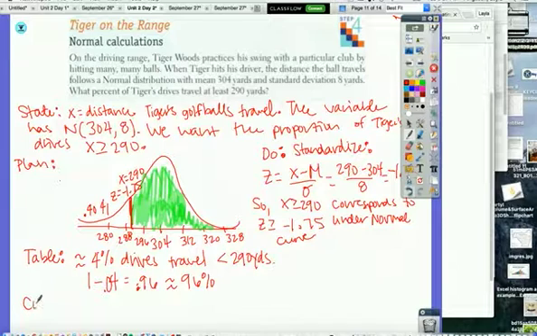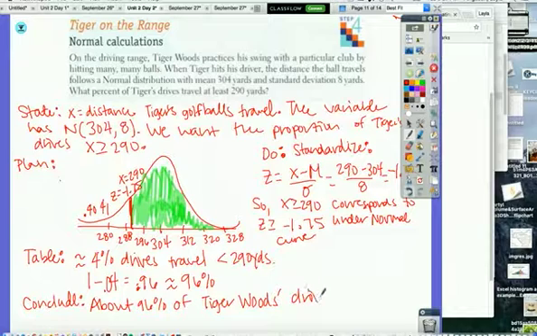And so the last part is to conclude. When we conclude, we basically say just that. So we're going to say about 96% of Tiger Woods' drives on the range travel at least 290 yards.